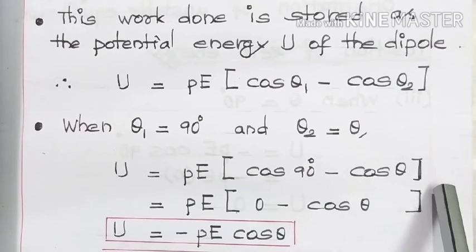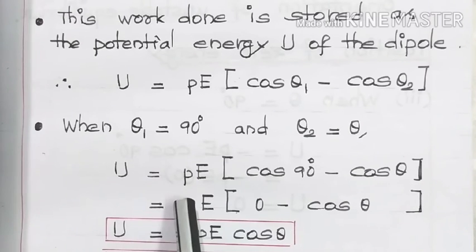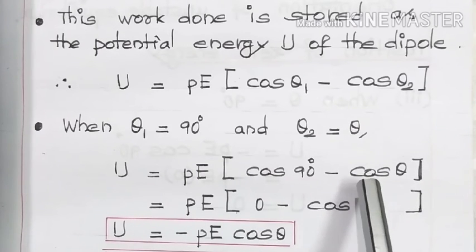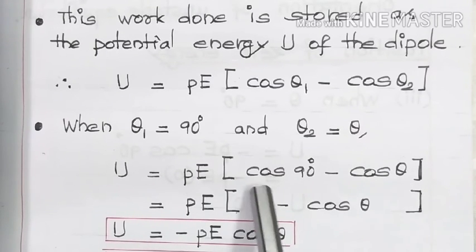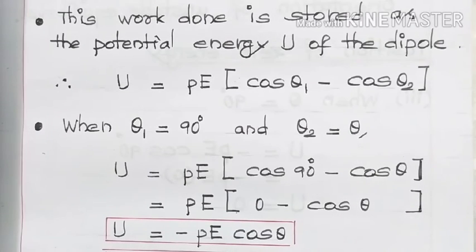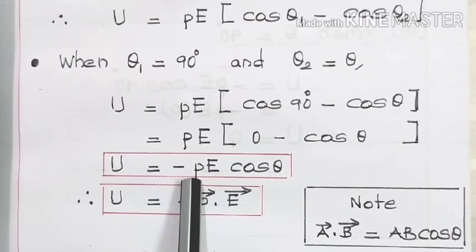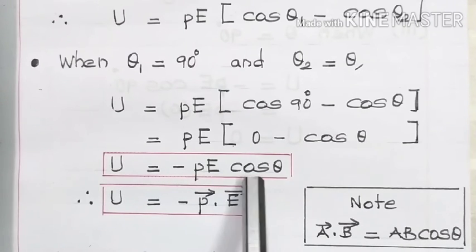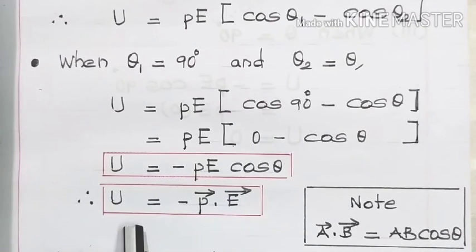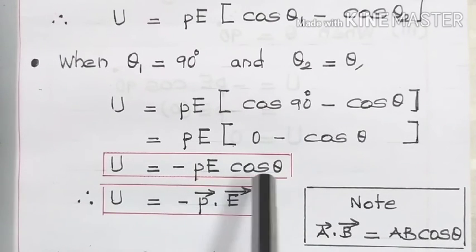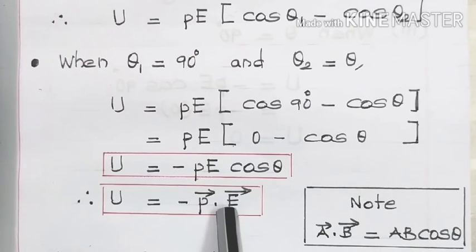Then the expression becomes like this. U is equal to PE into cos 90 degree minus cos theta. Cos 90 is nothing but 0. So 0 minus cos theta. So in the next step, plus into minus is minus. So U is equal to minus PE cos theta. In the next step, minus PE cos theta is equal to P vector dot E vector.